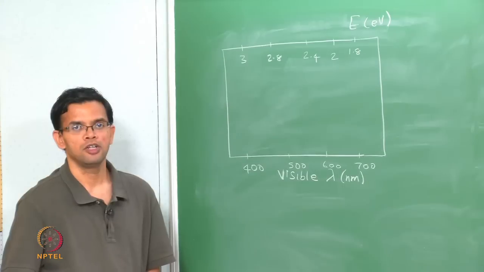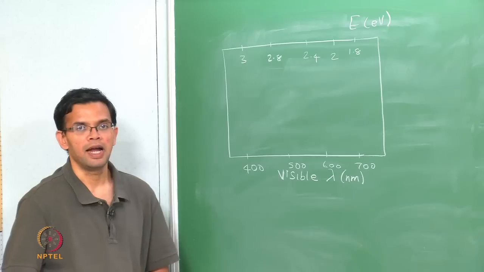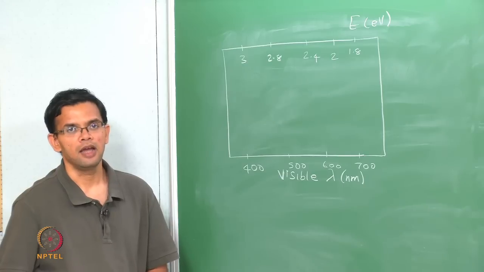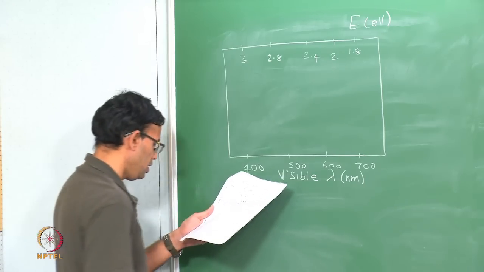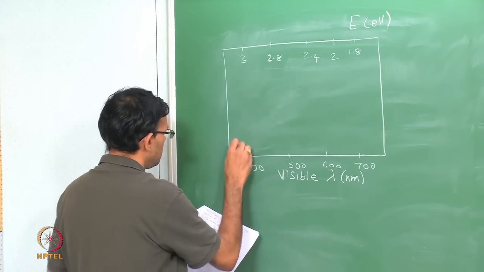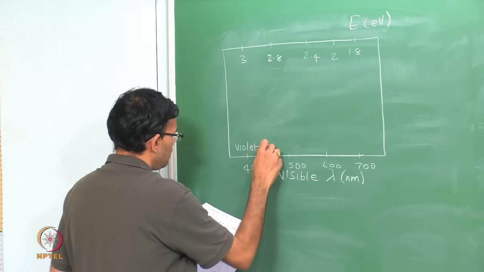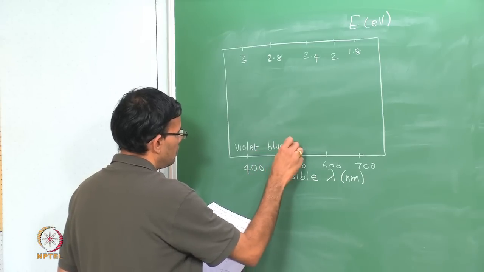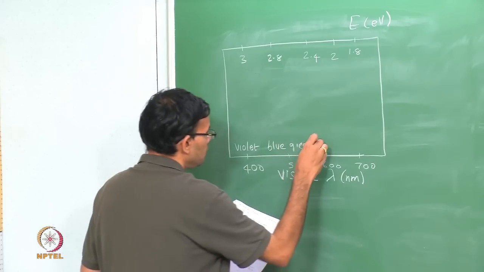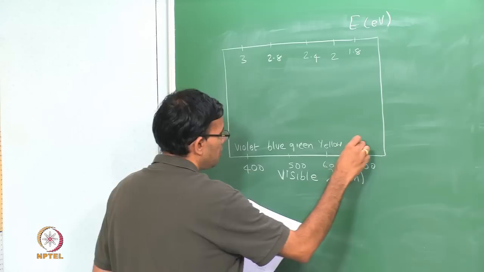We already saw that gallium arsenide, with a band gap of 1.4, gives you light in the IR region. So, within the blue region, if I just were to mark this: violet, blue, green, yellow, and then red.